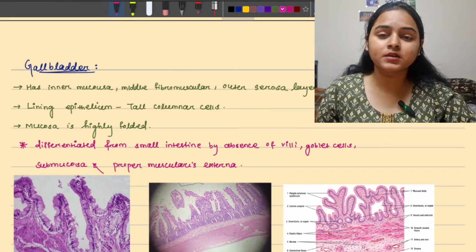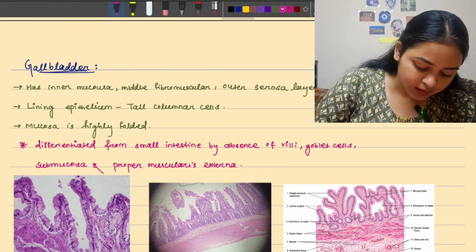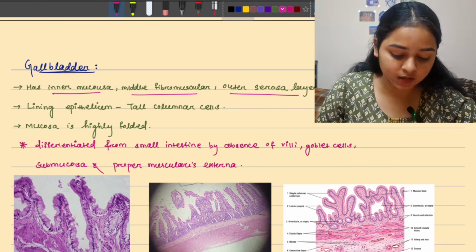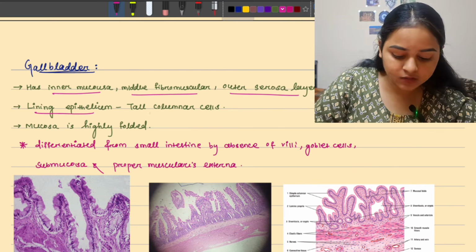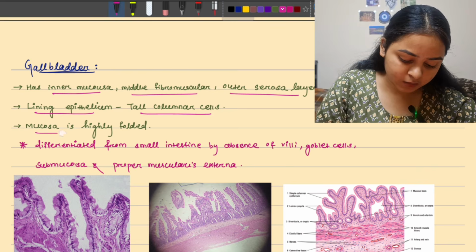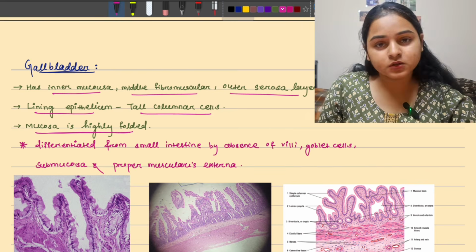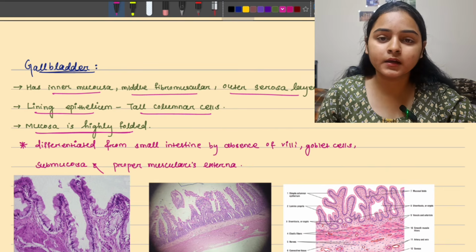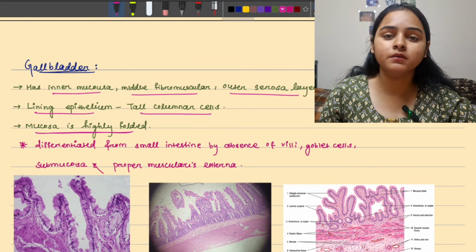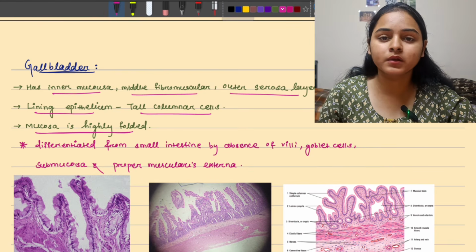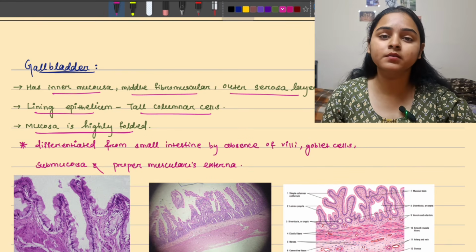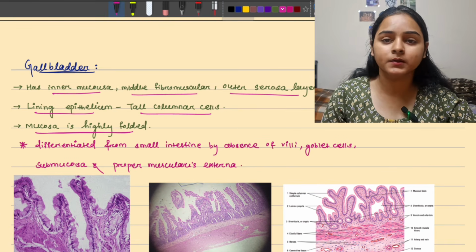So what are the characteristic features of gallbladder? It has an inner mucosa, a middle fibromuscular and an outer serosal layer. The lining epithelium is tall columnar cells and the mucosa is highly folded. So this is where the confusion arises. Because the mucosa is highly folded, it gives rise to the appearance of villi. But it is not a true villus, it is mucosa that is highly folded. So you have to differentiate it from the small intestine, because in the small intestine there are true villi.